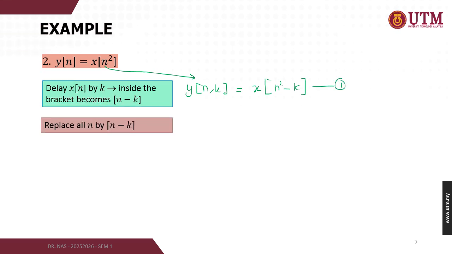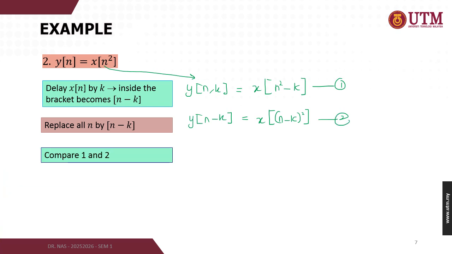Second, replace all n inside and outside the bracket by n minus k. So y(n minus k) equals x, where n becomes n minus k. So this is the second equation. Third, compare both equations 1 and 2. In this case, we can notice that 1 is again not equivalent to 2. So the system is time variant.